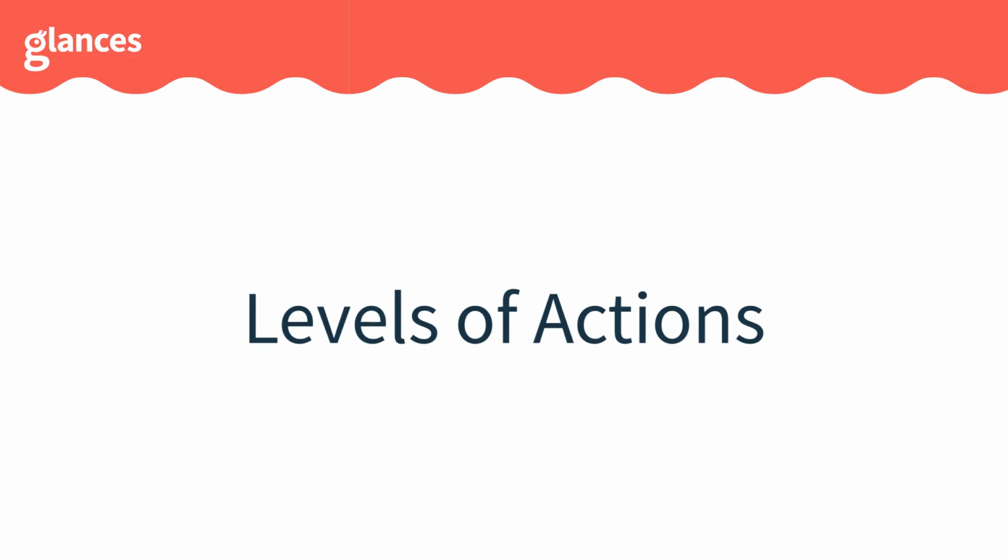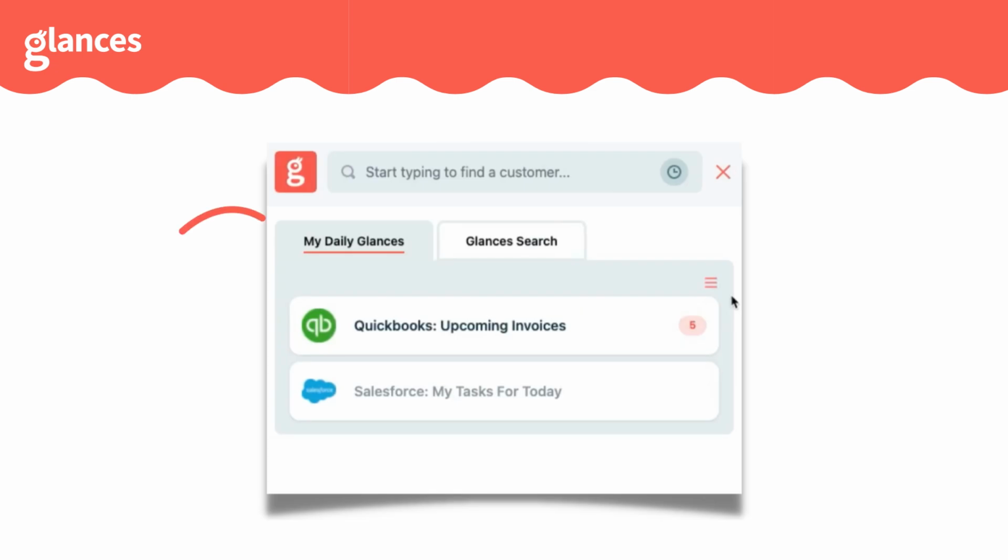Glances offers 3 levels of actions depending on the apps you've connected and your Glances plan. Dashboard level actions can be taken directly from the My Daily Glances or Glances search dashboards. These are especially useful when working with someone who isn't yet a contact in your system, like sending a Clustock application to a lead or creating a new customer in your CRM.